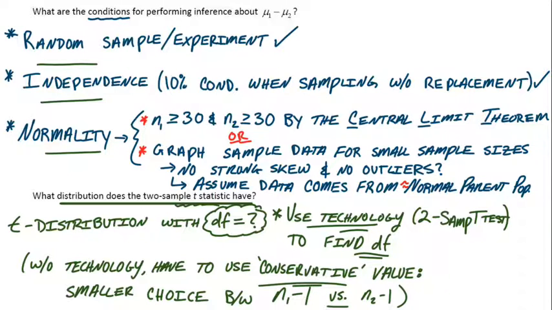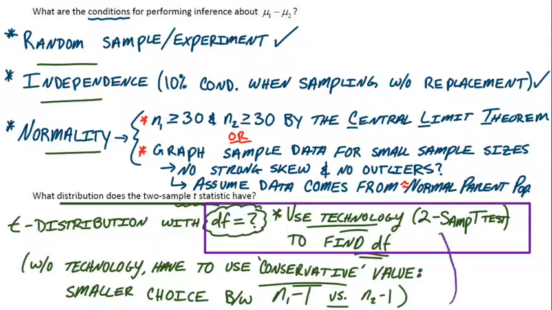So hopefully you have your calculator, because that will be the preferred method here to figure out the degrees of freedom for our t-test statistic. It's going to have a larger degrees of freedom as opposed to just using the conservative estimate, and it's going to be a more precise value.